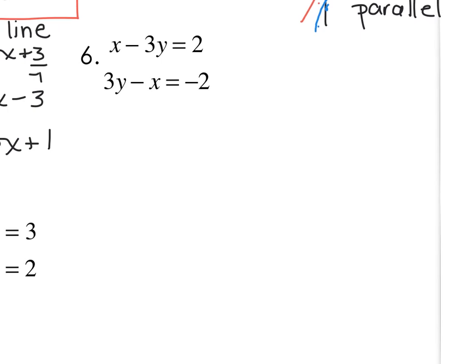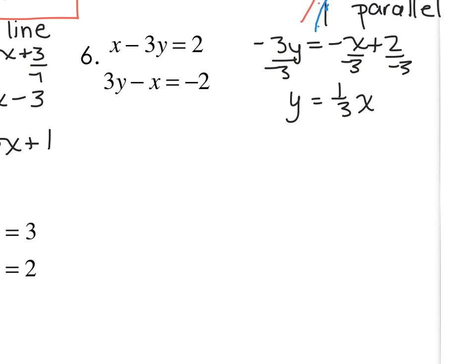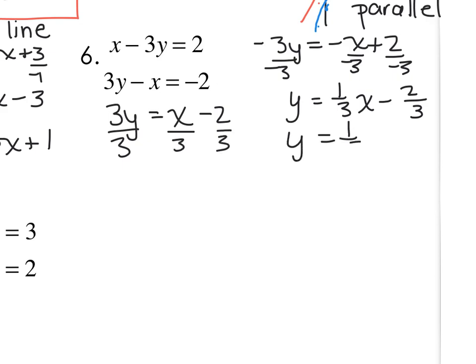All right, number 6. Let's see, I'm going to have -3y equals -x plus 2. Divide by -3. So y equals 1/3 x minus 2/3. And on this one, I'm going to have 3y equals x minus 2. Divide by 3. So that becomes y equals 1/3 x minus 2/3. So these are the same line.